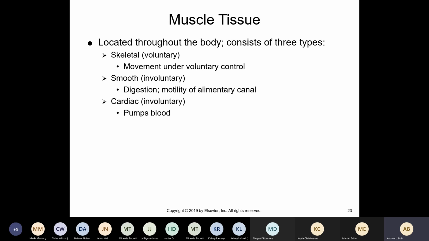Okay, so muscle tissue is located throughout our body, and there's three types. There's skeletal, which helps us move our skeleton, basically is how you can remember that. It's movement under voluntary control. Smooth muscle is involuntary. This is our digestive tract. It's important for motility of the alimentary canal, so it moves things through our body, but we can't control that, so it's involuntary. And then cardiac is involuntary, and that's in charge of pumping the blood through our heart.